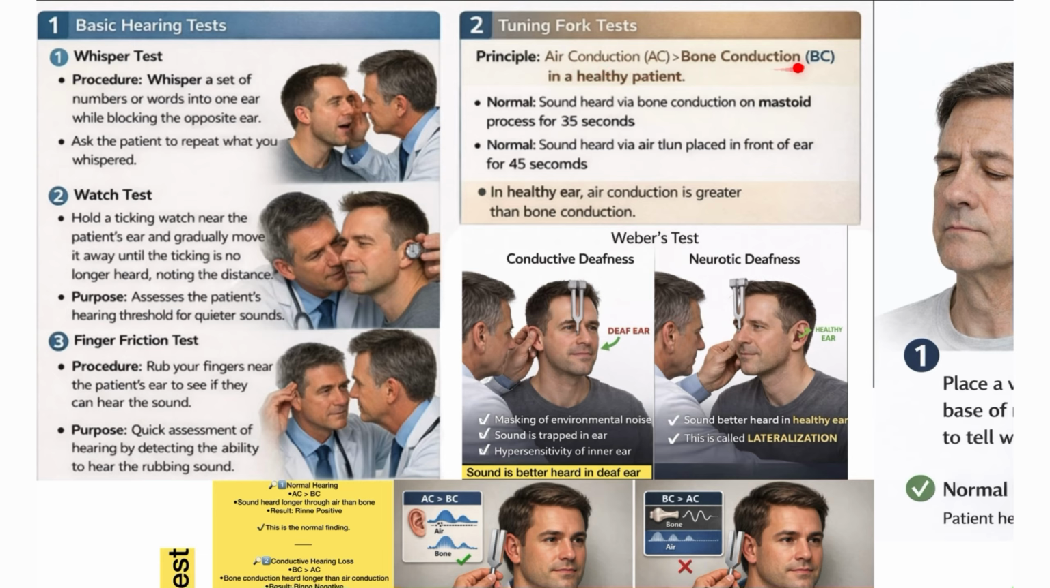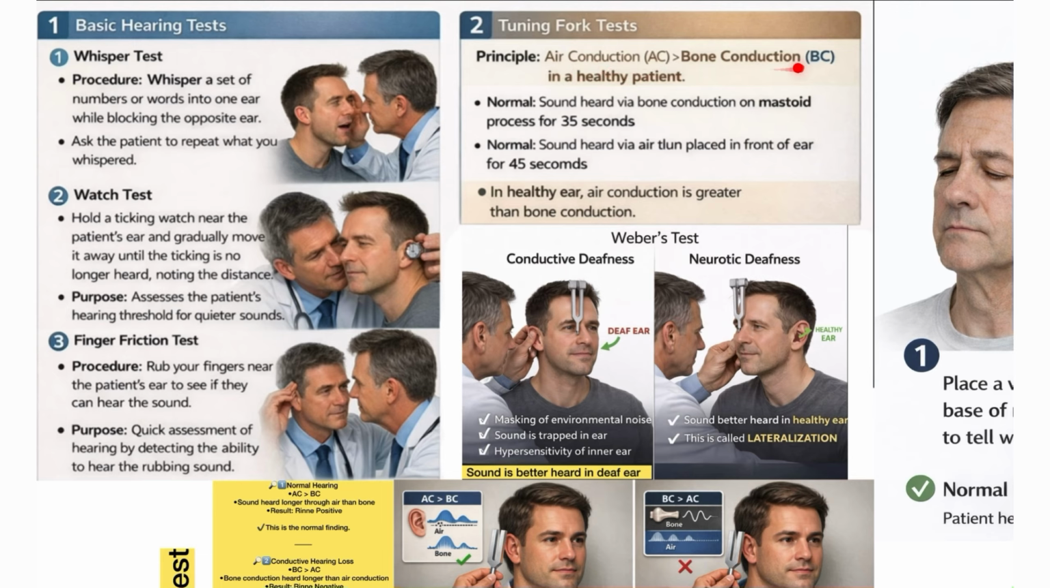When the tuning fork is placed on the mastoid of the affected ear, then sound is transmitted via skull bones to the normal ear, and the patient reports hearing it. It appears like bone conduction is more than air conduction, and it falsely suggests conductive loss. So it can be prevented by masking the opposite ear. When you perform the Rinne test, now you can go towards Weber's test.